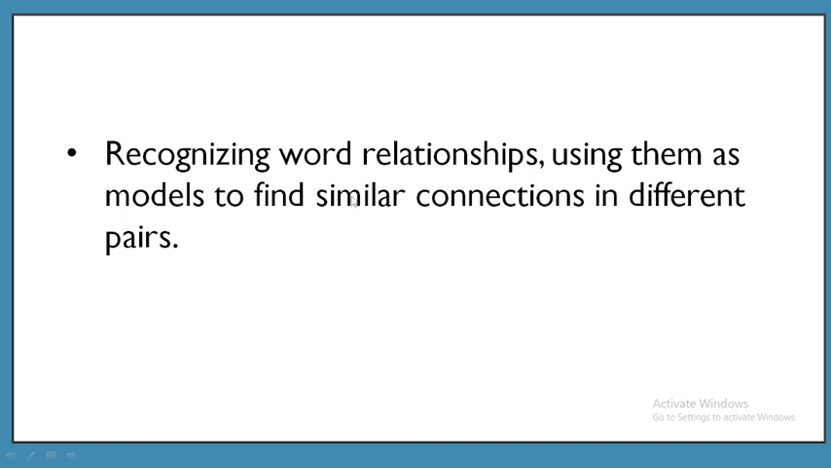Recognizing word relations, using them as models to find similar connections in different pairs. The pair will be given in the questions, but you have to find out what common type of verbal analogy it is, then find the features or similarities, and then apply them in the second part. Then you can find it. Recognizing the word relationship is the most important factor in verbal analogy. If you find it rightly, then you can easily choose the right option.